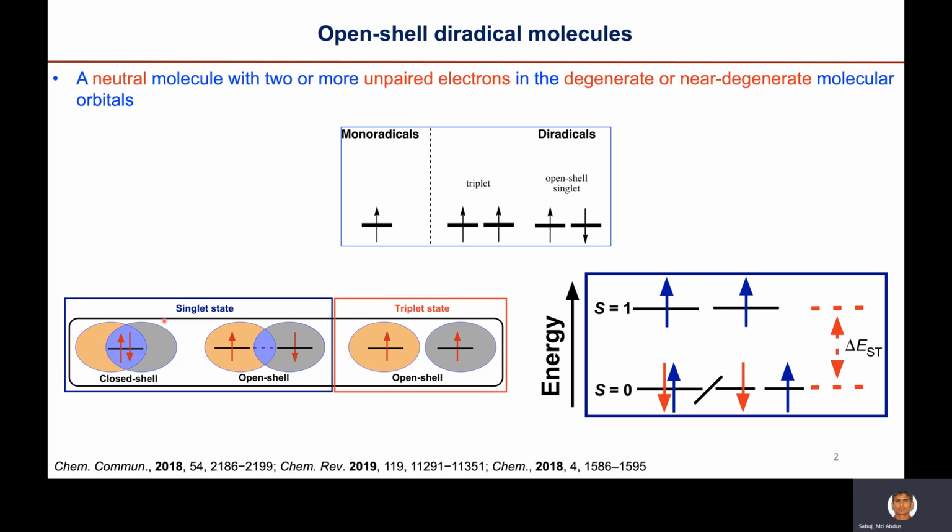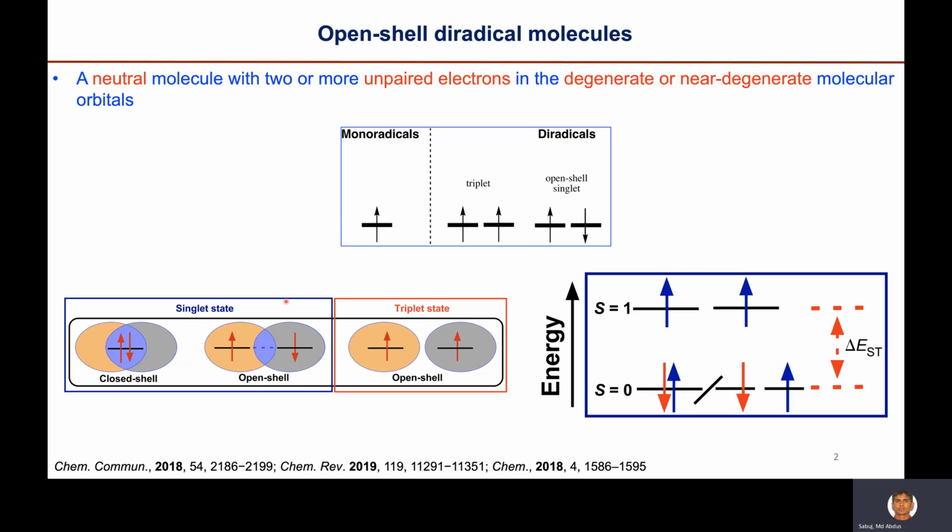Before going deeper into the presentation, we will first look at some terminologies which will make the presentation more interesting. First, let's look at the definition of an open shell diradical molecule. Molecules containing an unpaired electron are called monoradicals, free radicals, or simply radicals. However, the definition for open shell diradical is a little bit tricky.